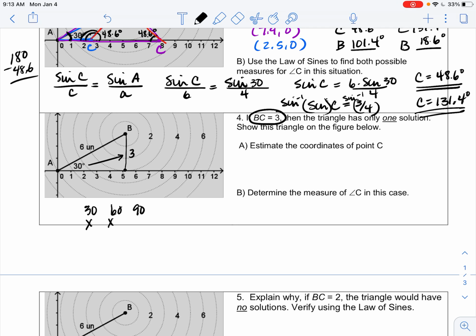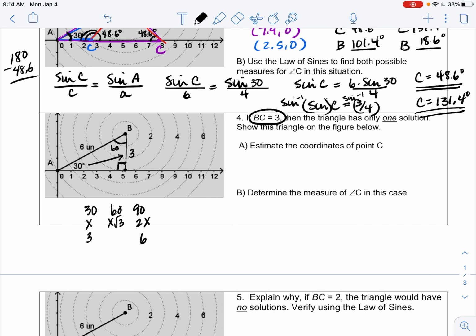Remember, across from the 30, that's x. Across from the 60, that's x root 3. And across from the 90 is 2x. And that's exactly what we've got here. We know that the x value is 3. And we know that across from the 90, we have twice the x value, which is 6. So we know that this guy is going to hit at a right angle.